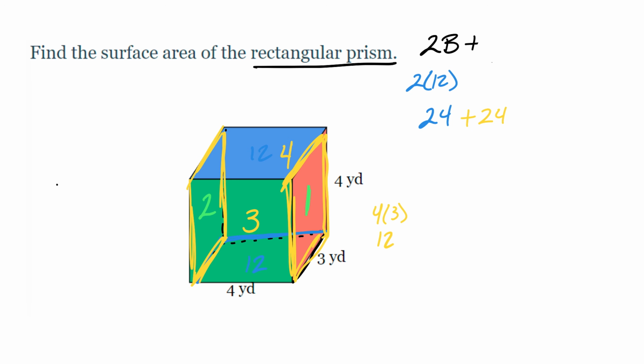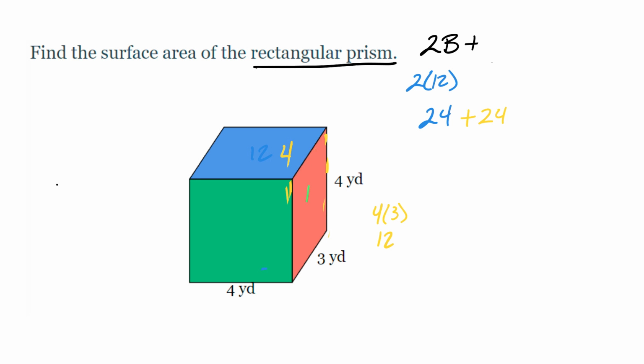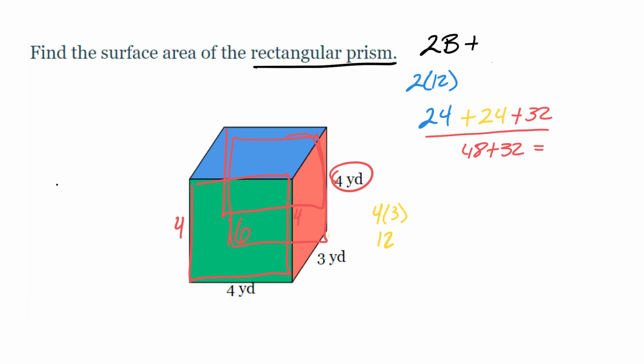Well, let's erase some of this stuff so we can maybe more clearly see what we're doing. Our shape in the front here. Well, if this side here is 4, this side here is 4, and so is this one. So this green square that we're looking at the front is 4 by 4, which is an area of 16, and we also have an area in the back, which is 16. 16 and 16 make 32. So we have this. 48 plus 32 is 80 square yards.